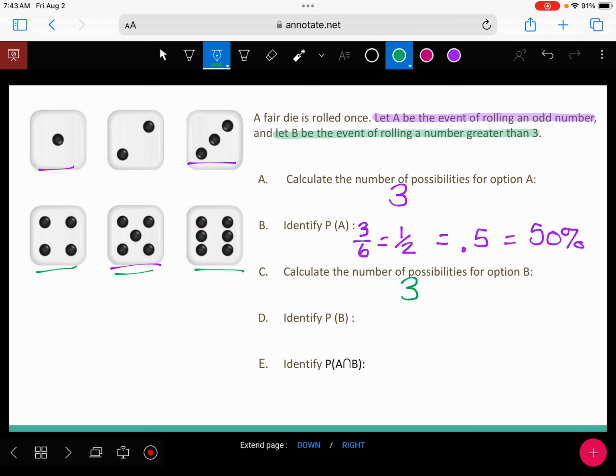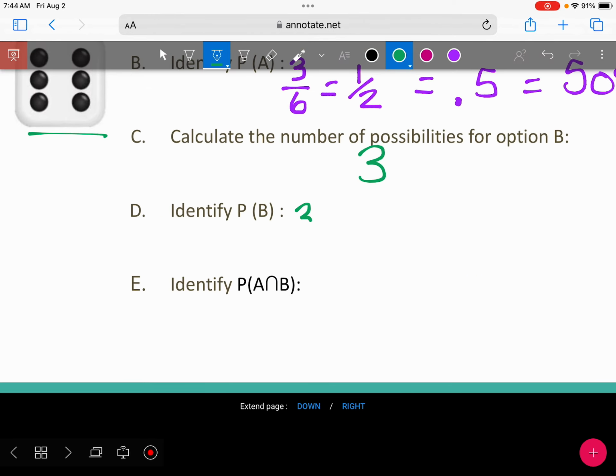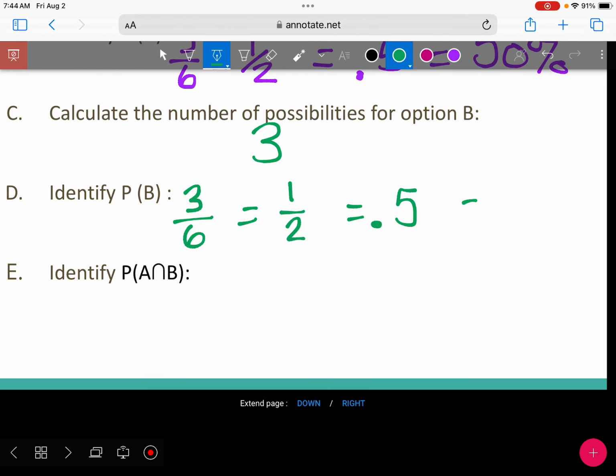3 out of 6. Because we're just looking at B. The probability that we get a number bigger than 3. So once again, we have 3 out of our 6 options, which again will simplify. So this has also got a probability of 1/2, which is also a probability of 0.5 and percents of 50%.